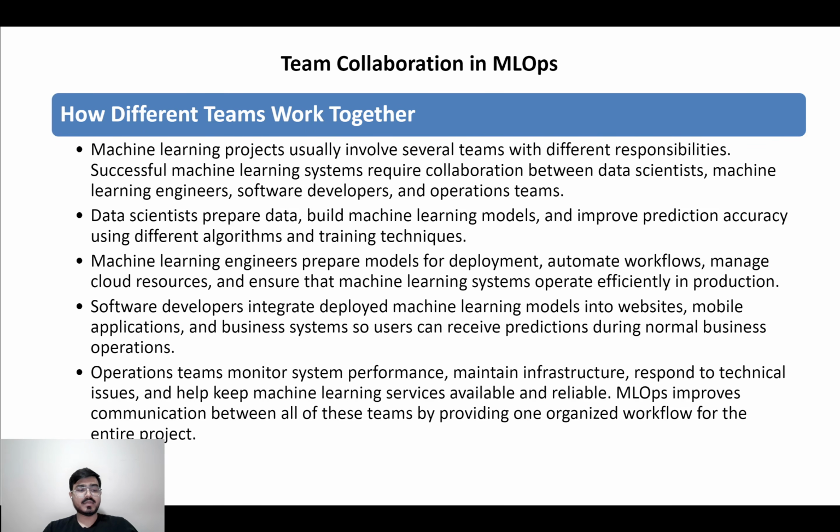First, we have data scientists. Their main job is to collect the data, prepare it, and build machine learning models. They also test different algorithms and improve the model until it produces accurate predictions. Next are machine learning engineers. Once the model is ready, they prepare it for deployment. They automate workflows, manage cloud resources, and make sure the model can run efficiently in a production environment.